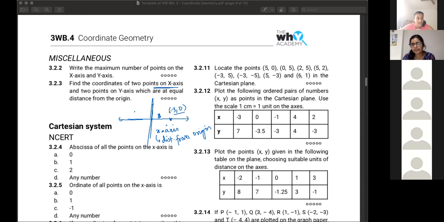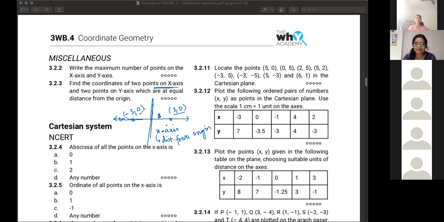Now can you find another point on the x-axis itself whose distance from the origin is 3 units? Same distance? This one, so on the negative side. That's it. So what will that point be? -3. (-3, 0). Don't forget about this.